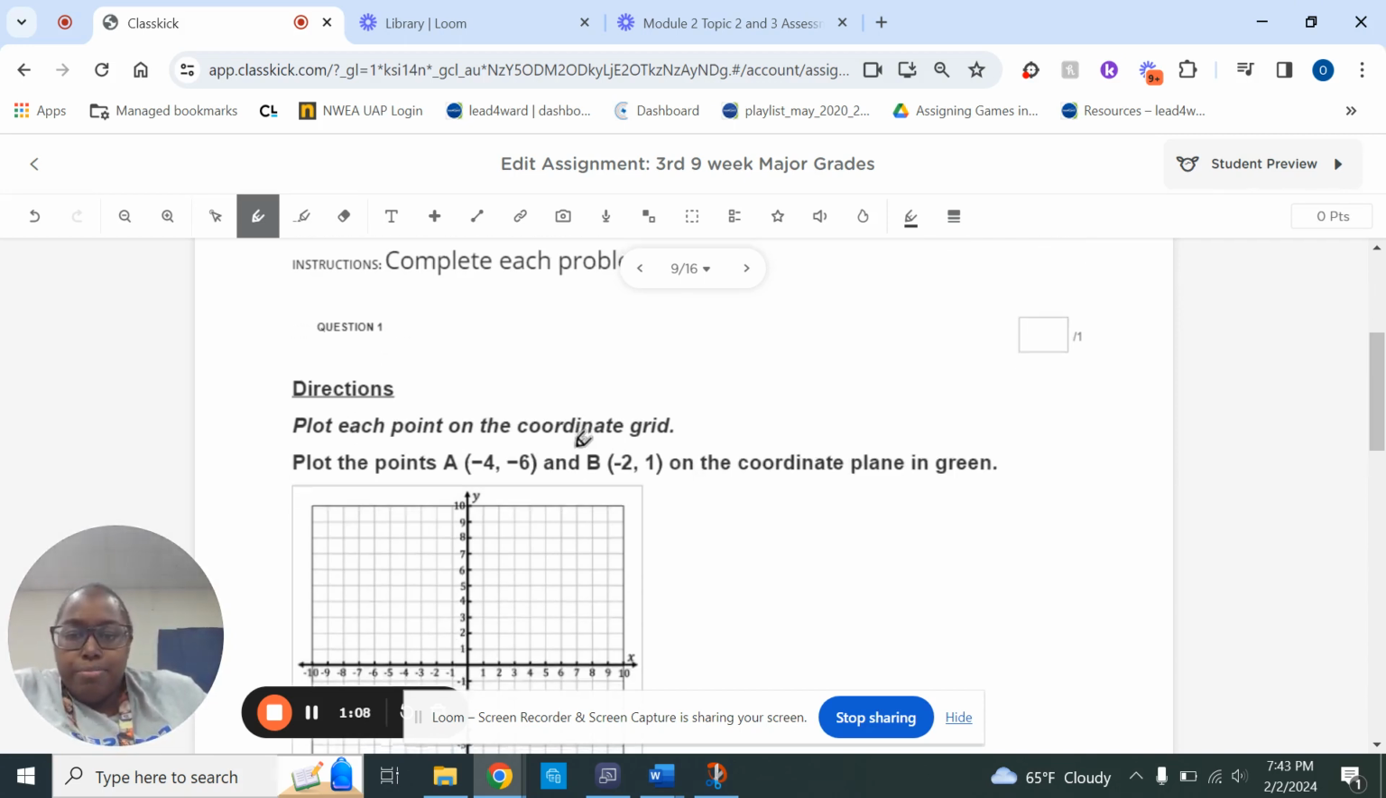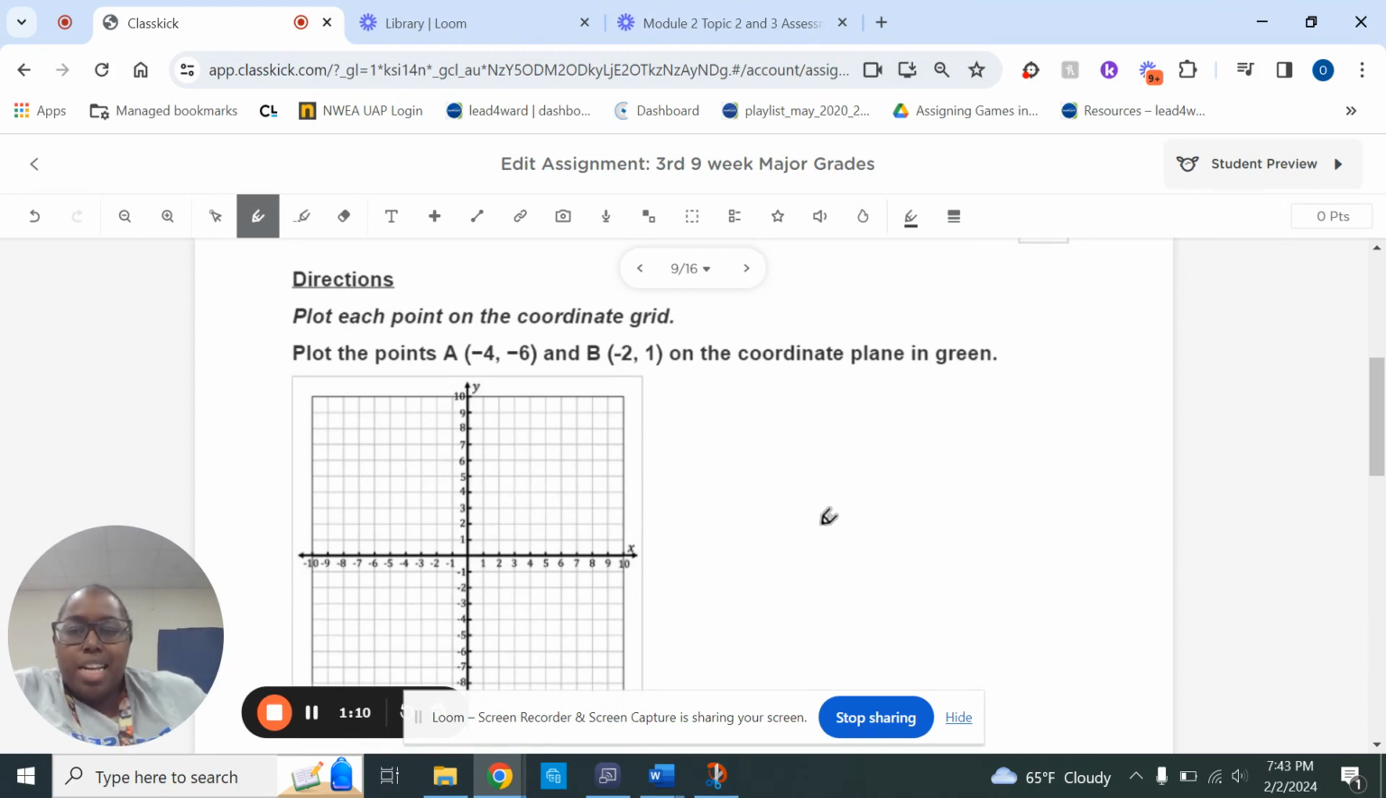Question number 1. Directions. Plot each point on the coordinate grid. Plot the points A, (-4, -6), and B, (-2, 1) on the coordinate plane in green. Okay, so what are we supposed to be doing? Well, it clearly says plot the points, and it gave you the points. Make sure they're in green.